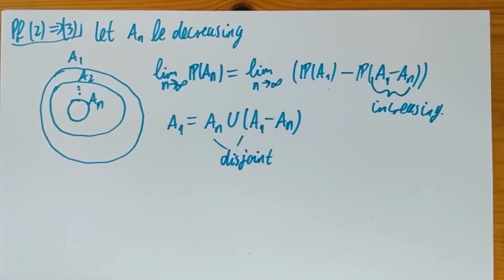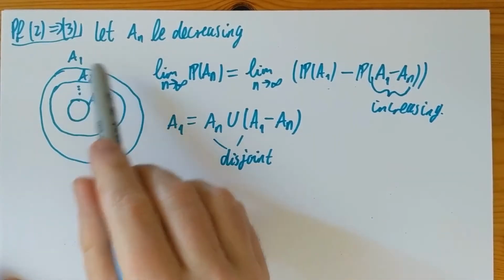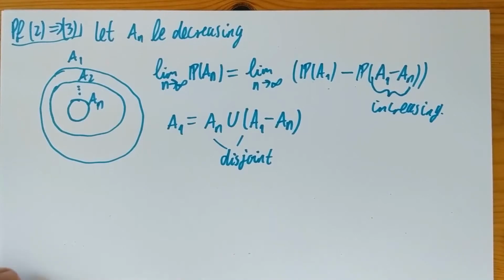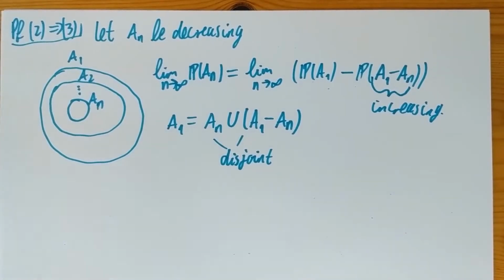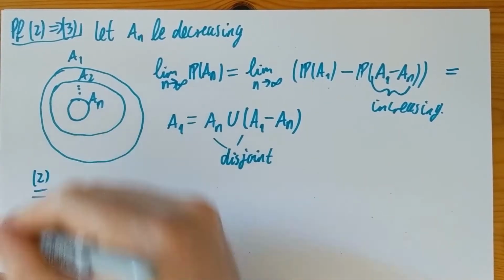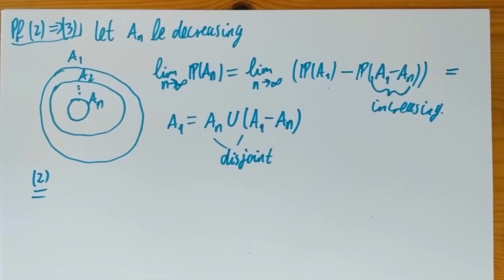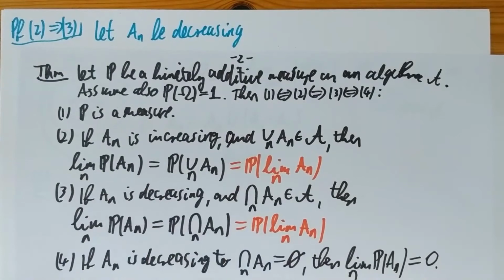If I go further in n, then I'm going to have something inside here. The difference from a1 to that is larger than the difference from a1 to an. As I shrink an down, the difference is increasing in size. So more and more points are included in the difference a1 minus an as n increases. And that's the point, because at this moment I can use number 2, which said that for increasing events, the limit of the probability is the probability of the union.